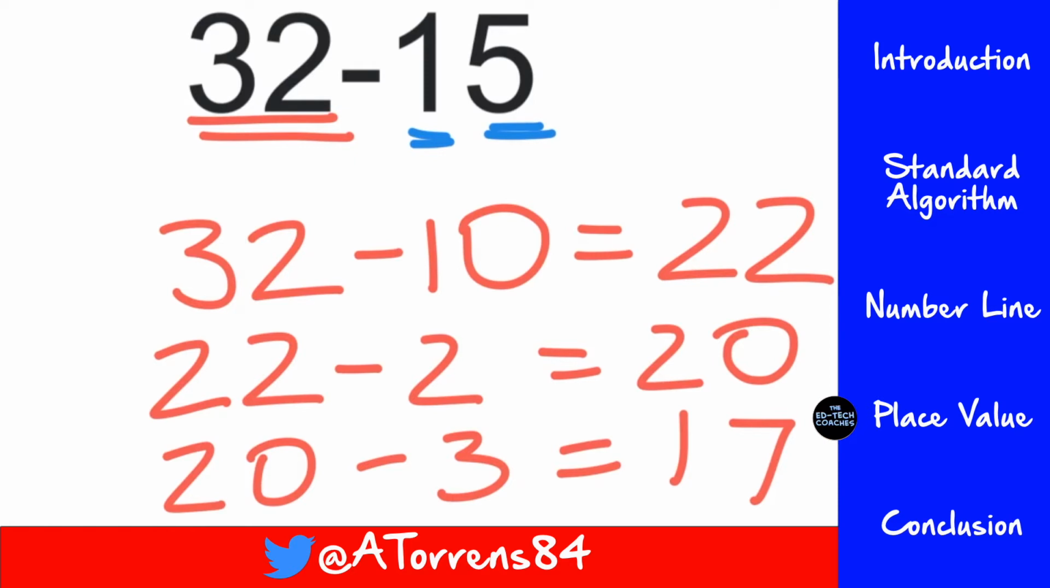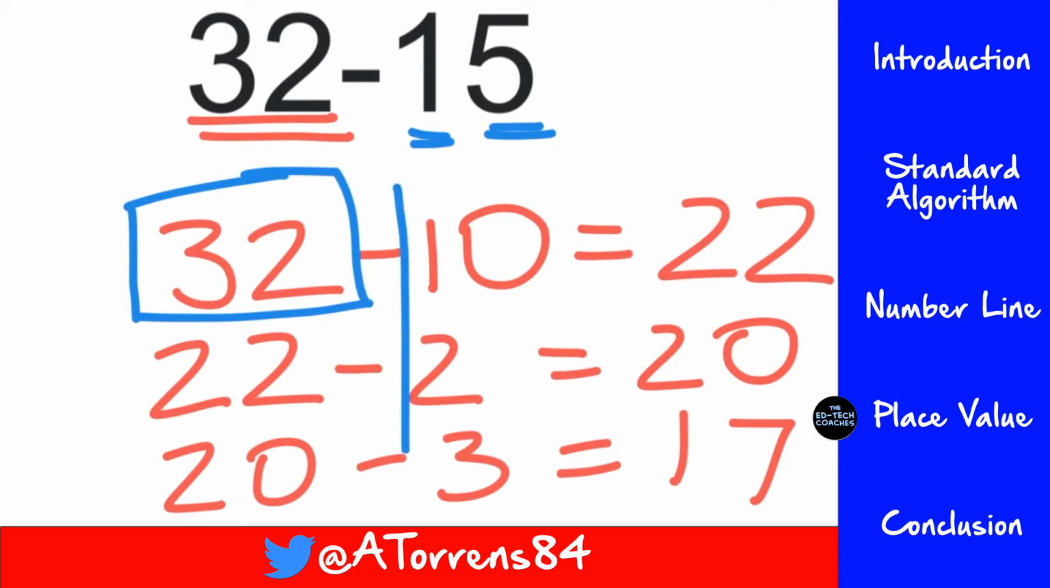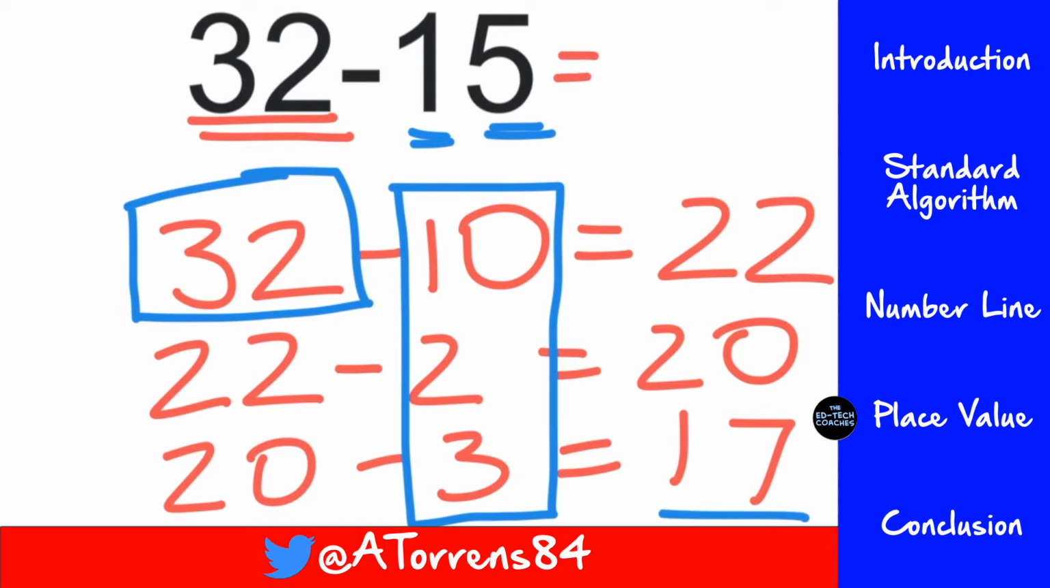How do we know we're correct? Well, I've started with 32. That's my biggest number. So from 32, I've taken away 15 in total. And it's left me with the answer of 17. So 32 take away 15 is 17.